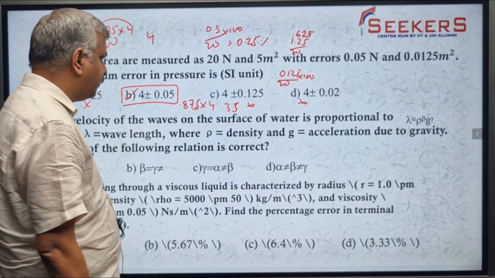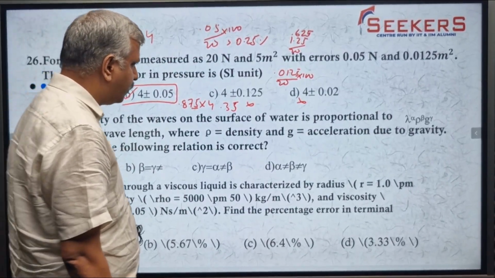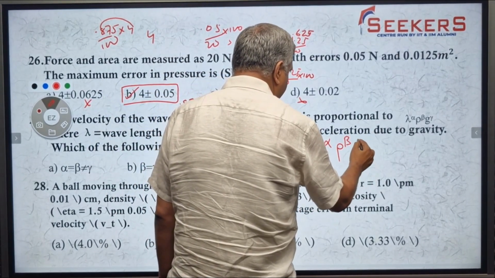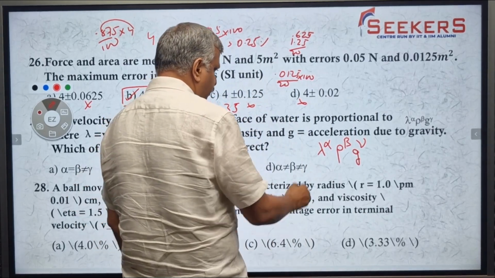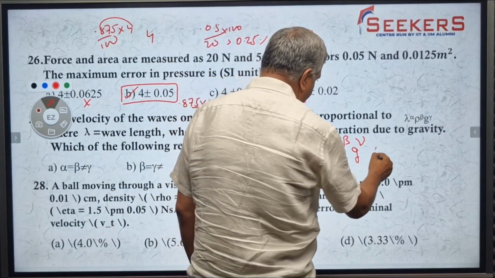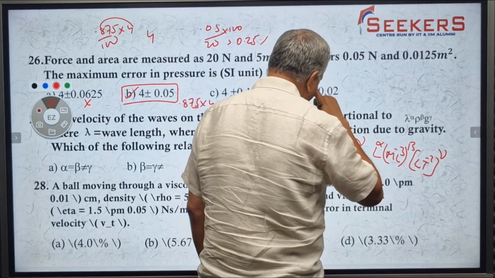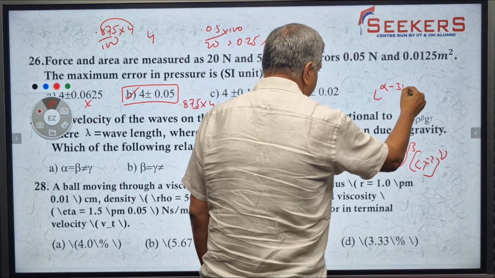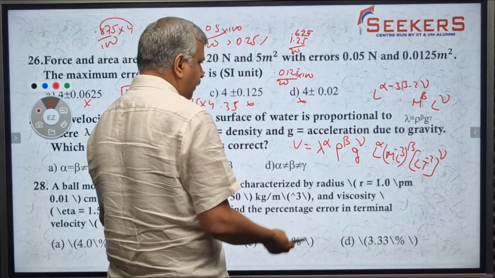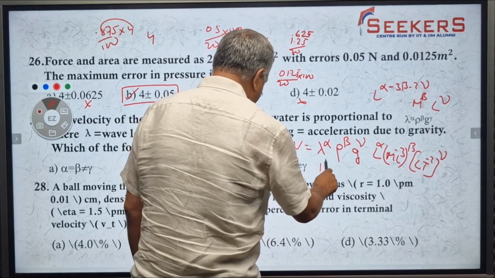The velocity of the waves on the surface of water of propagation is given to you due to gravity. Which of the following is true? So they have given you velocity is equal to lambda power alpha, rho power beta and g power gamma. They are asking which of the following is true. So this is velocity. So I need to substitute and then check what should be the value for alpha, beta and gamma. Lambda is L, rho is M L power minus 3, gravity is L T power minus 2 power gamma. So it becomes L power alpha minus 3 beta minus 2 gamma into M power beta into T power minus 2 gamma. There is no mass in velocity, so beta must be 0.